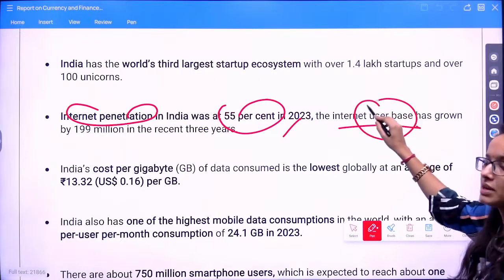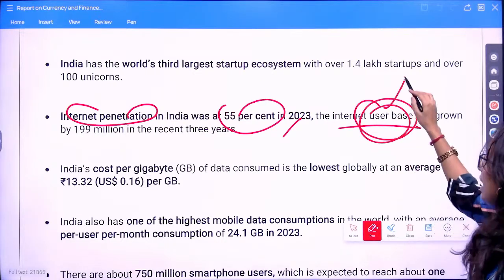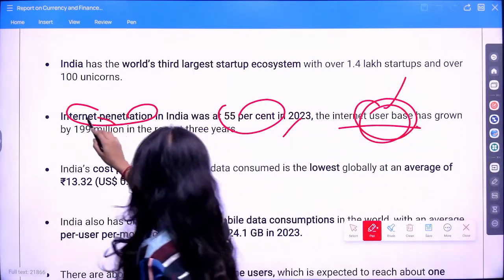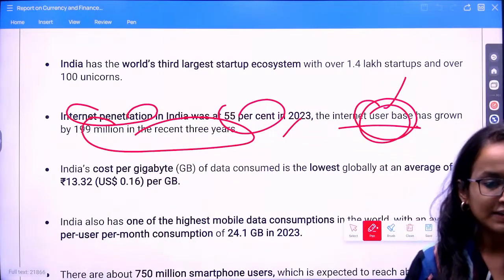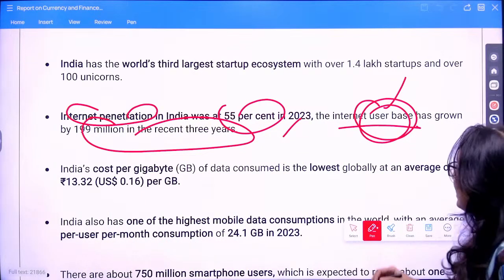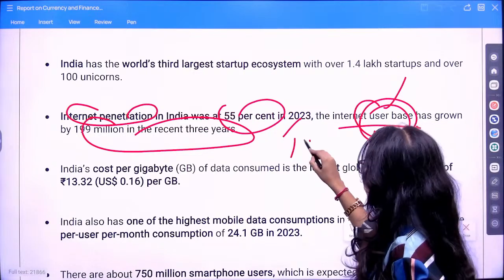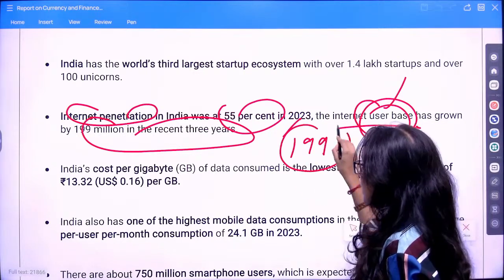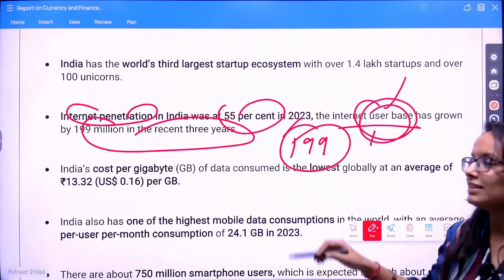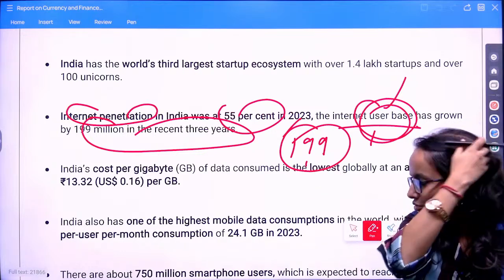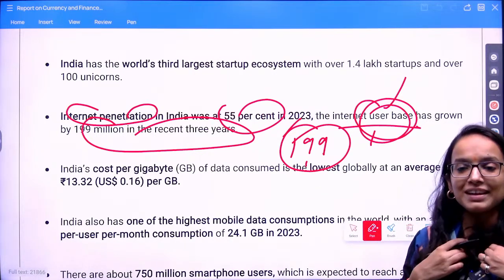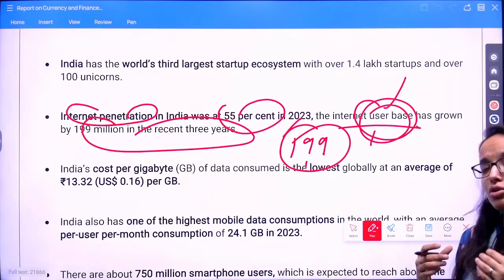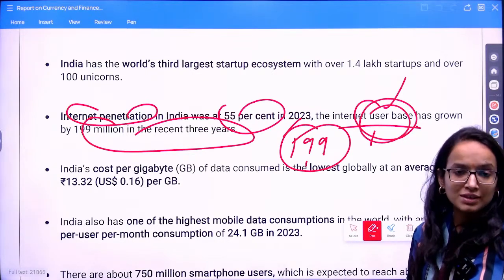The internet user base has grown by 199 million in the recent 3 years. So remember this thing, the internet user base has also increased. It has grown by 199 million. These data are things you can relate to some pictures or real life examples to remember, because there is a lot of data you have to mug up for this exam, right?